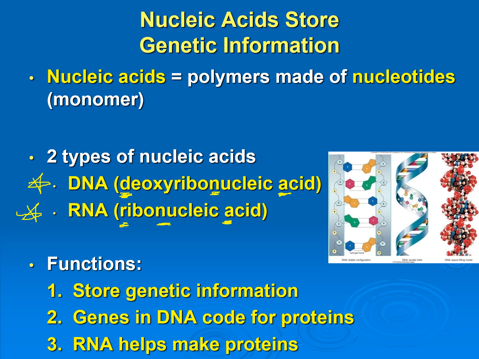Okay, the functions of DNA and RNA. DNA is going to store the genetic information. DNA contains genes, and the genes are going to code for proteins. And the RNA is actually going to help make the proteins. This is just a picture of DNA, and you can see it's a double helix there.